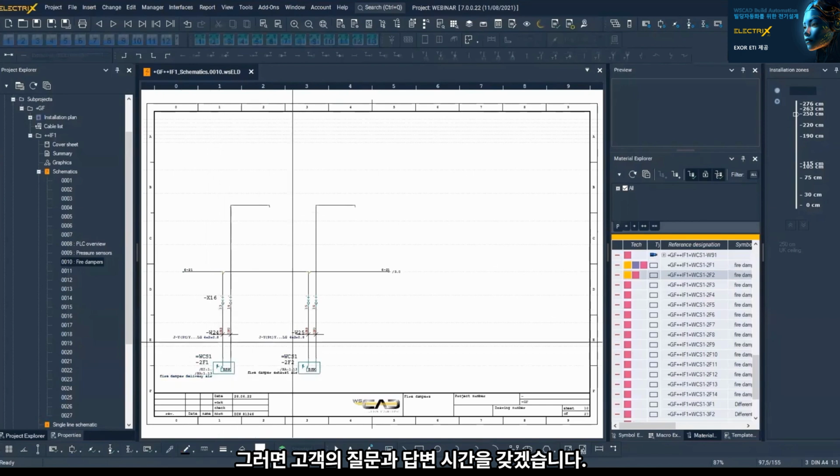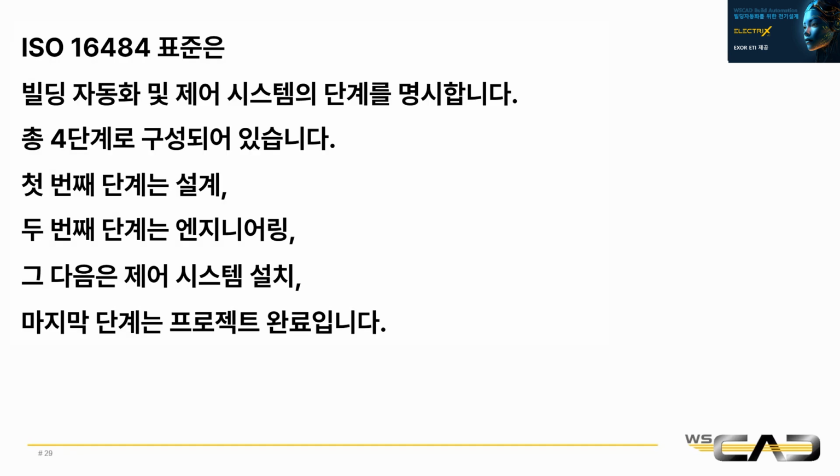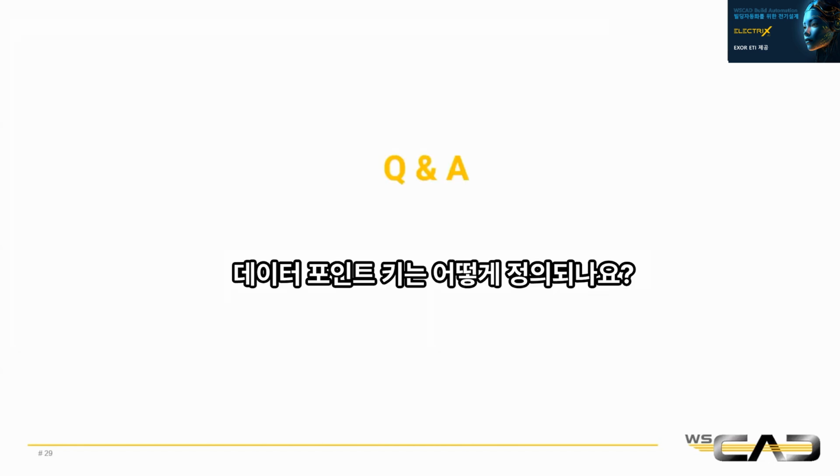And now we can go back to you, Elvis, for the Q&A session. What does the ISO 16484 standard specify? The ISO 16484 standard specifies the phases of a building automation and control system. It has 4 phases. The first phase is design.